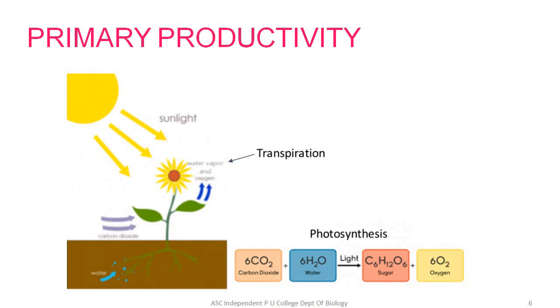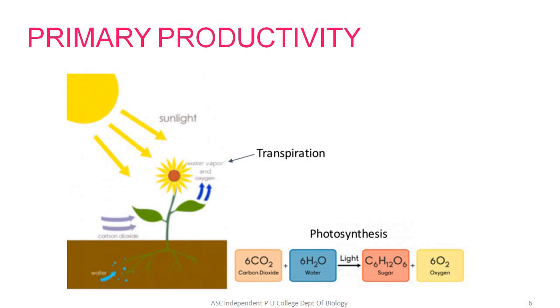Primary productivity. Primary productivity is defined as the amount of biomass or organic matter produced per unit area over a time period by plants during photosynthesis. So we are referring to primary productivity. As I told you earlier, if the production of organic matter is carried out by plants, then we use the term primary productivity. Now, when is the organic matter being produced in plants? When plants carry out photosynthesis.